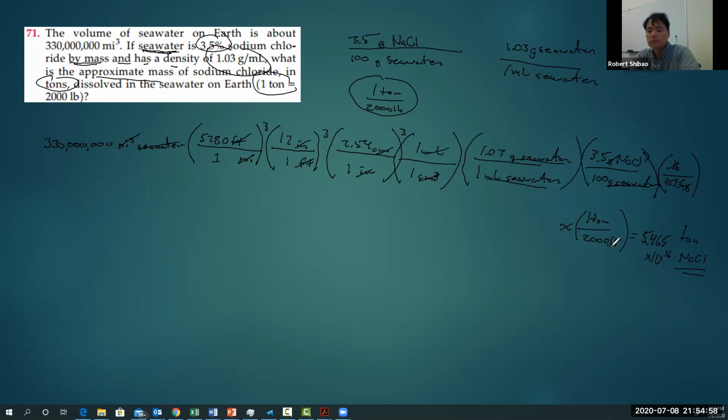330 million, 1, 2, 3, 1, 2, 3, times 5280 cubed equals times 12 cubed equals times 2.54 cubed equals times 1.03 times 3.5 divided by 100 divided by 453.6 divided by 2000. Yeah, it's a huge number, but obviously there's gonna be a huge number of salt in the ocean. This is all the entire world's oceans here.